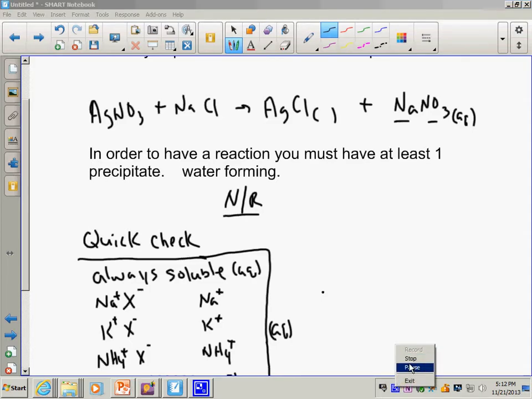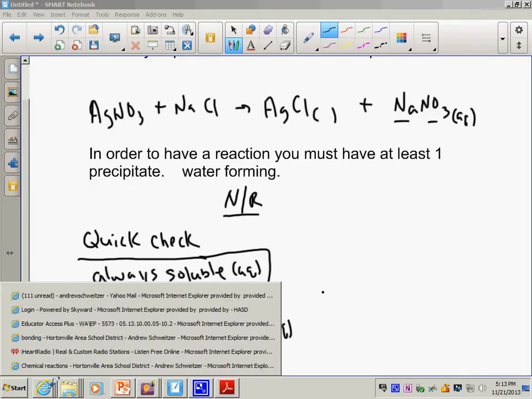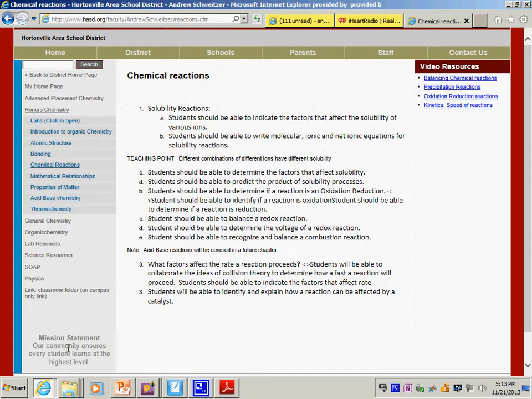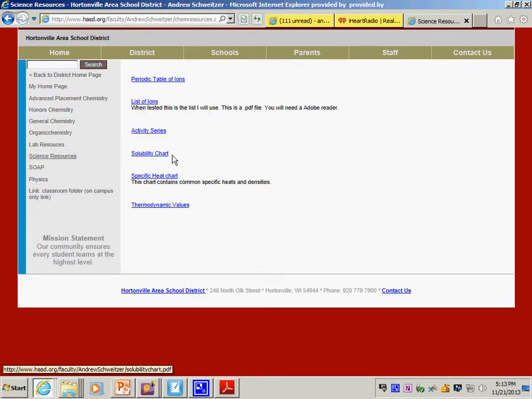solubility chart. The solubility chart works like this, and I will simply click over to my solubility chart, which you can get on my website. You should have it in your workbook. If you don't, you can get it off my website. I do have it up here. Okay, so this is my current website at this very moment. It could change, who knows? Science resources, solubility chart right there.